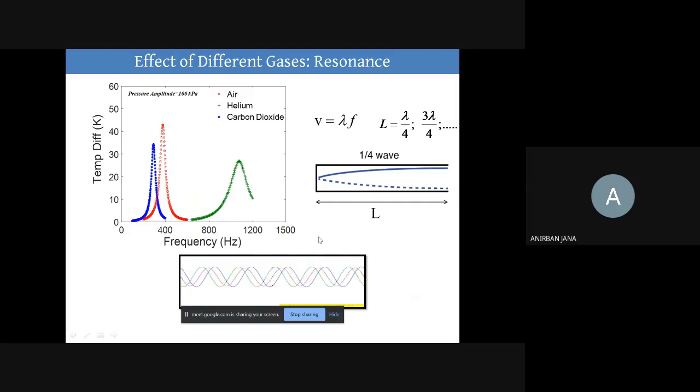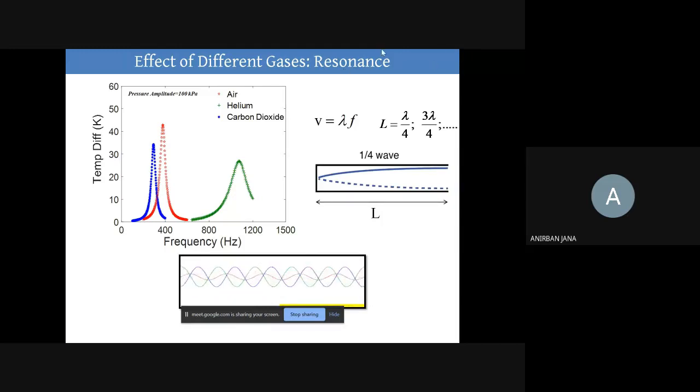So the first topic is what happens when you change the fluid inside the tube. So there is the acoustic effect here. The speed of sound in every gas is different. And the speed of sound is related to the wavelength and the frequency, as you know. And we operate the device at resonance, because at resonance, you have the maximum pressure amplitude. If you have the maximum pressure amplitude, you have the maximum temperature oscillations. And so you can tap the acoustic energy in a more efficient way.